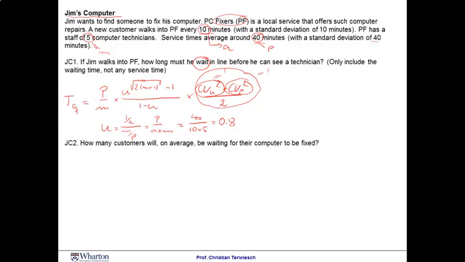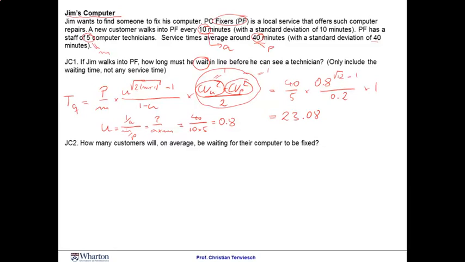That simplifies the math, because now we have 40 minutes divided by 5 servers, times 0.8, the utilization, raised to the power of the square root of 12, which is 2(m+1). 5 plus 1 is 6, 2 times 6 is 12, so square root of 12, minus 1, divided by 0.2 times 1. And you plug that into your calculator, and at least I get 23.08.